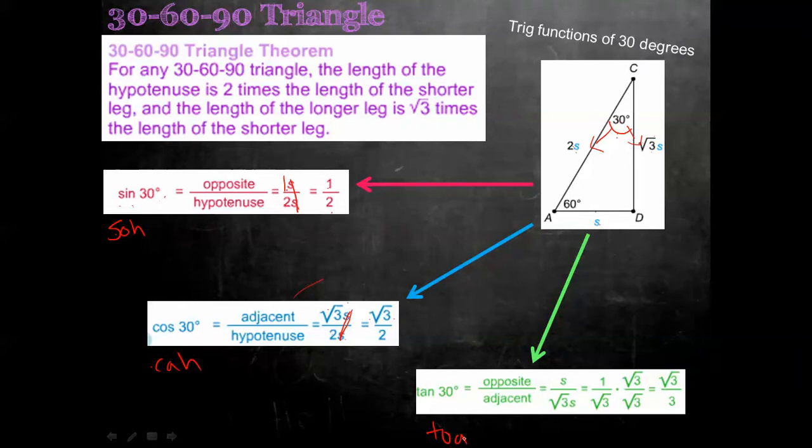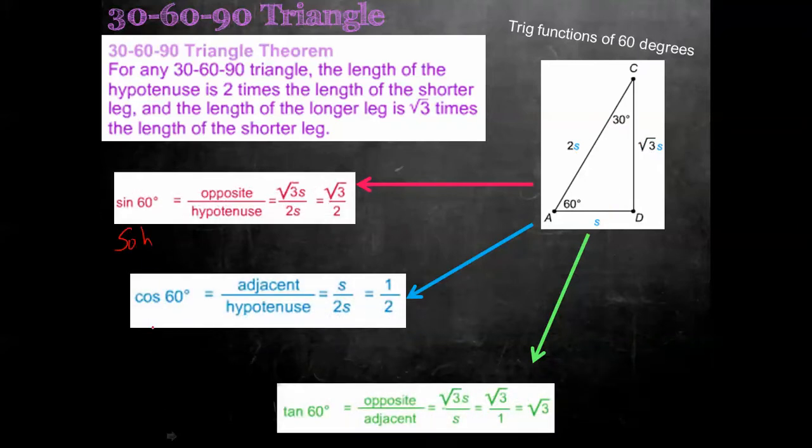For tangent, we have opposite over adjacent. Opposite is going to be S, and adjacent is going to be square root of 3 times S. The S's cancel out, so we're left with 1 over square root of 3. To get rid of that square root of 3, we multiply top and bottom by square root of 3. Square root of 3 times square root of 3 is just 3, which gets rid of the square root, and we have square root of 3 on top. So tangent 30 is going to be square root of 3 over 3.